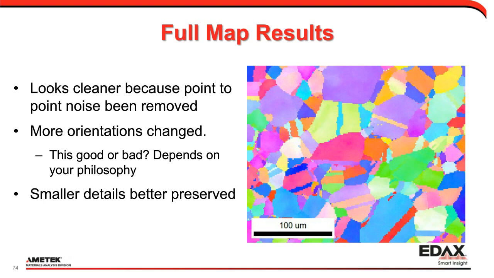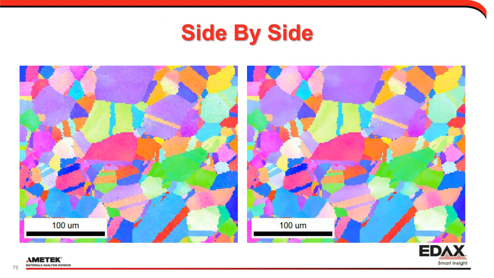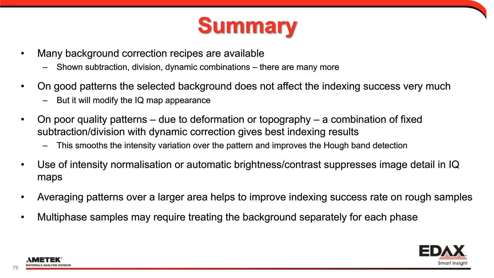continuous. You don't see areas that look like you picked out a point, reindexed it, and put it back in. It tends to be smoother. It looks better. But again, you can also see small details can be better preserved in the individual point way. And again, to just kind of show these side by side, some of the differences are subtle, but they're there. So in summary, there are many background corrections available.